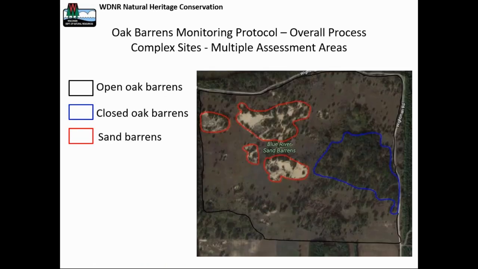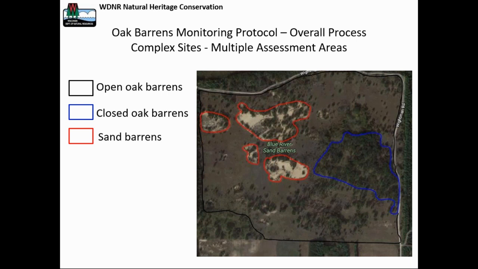A more complicated example, you might divide a site up into multiple management units. In this case, the large black outline of the site might be an open oak barrens management unit. You might have an area in blue where you're managing more for a closed canopy barrens, or maybe you'd like to make it more open, but its current state is a little more closed canopy, and so you might be thinking about your management prescriptions a little differently there. And then finally, in red, you have some sand barrens, which might have their own criteria.